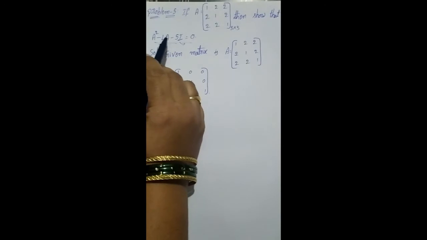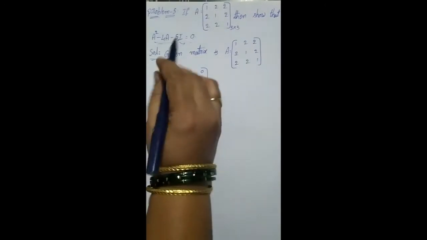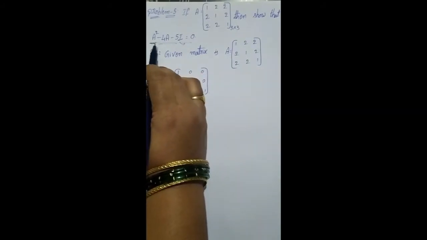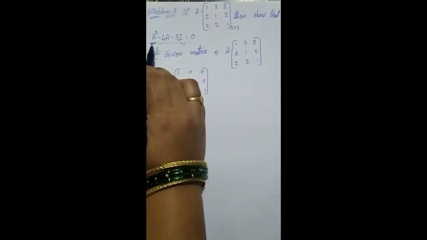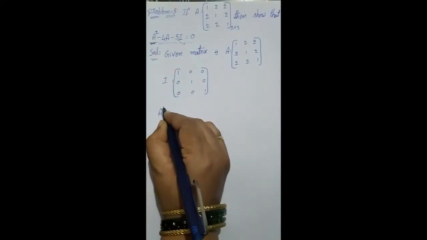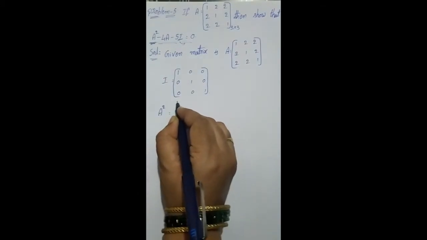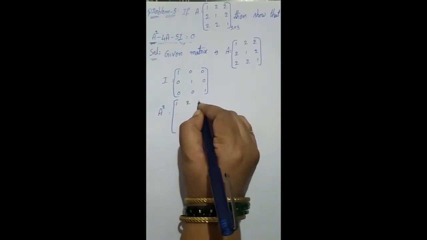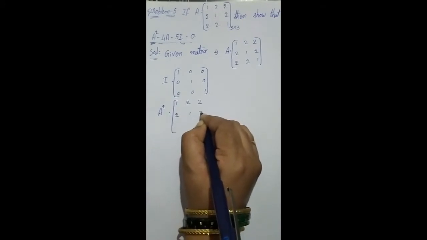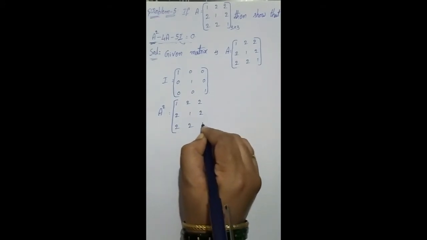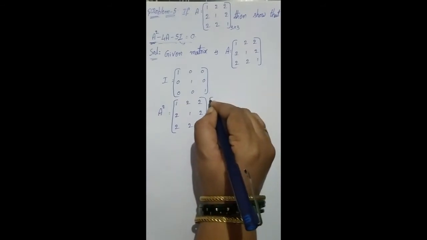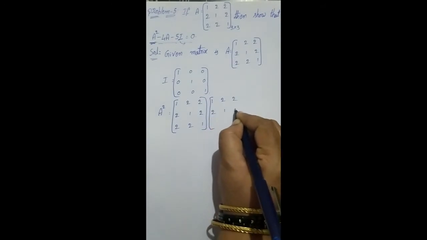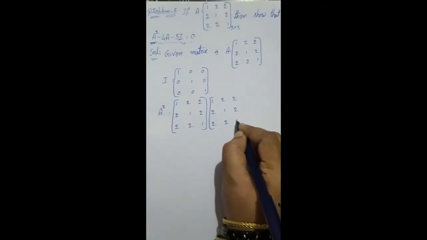Next, for showing this, first we take the LHS value. But we don't know the A square value, so first we find the value of A square. That means A square equal to A into A, that is matrix A into matrix A. A matrix is 1, 2, 2, 2, 1, 2, 2, 2, 1, and the same matrix A, 1, 2, 2, 2, 1, 2, 2, 2, 1.